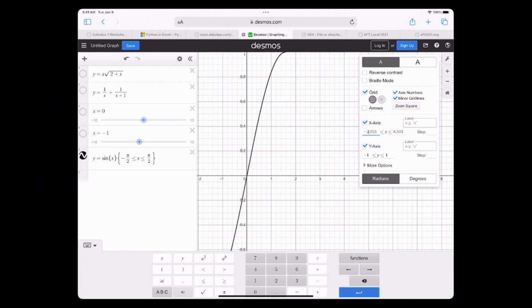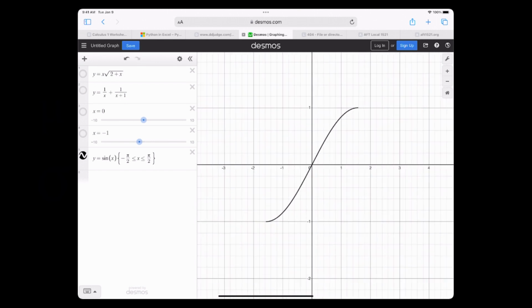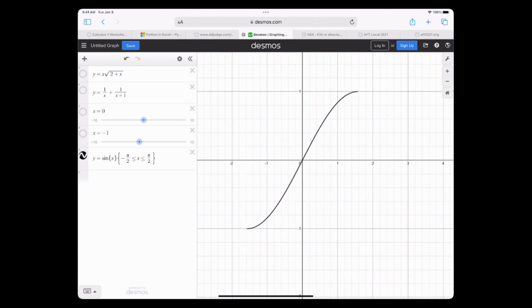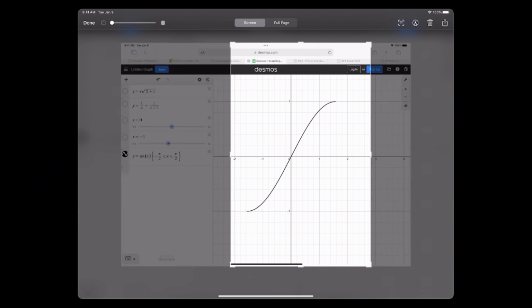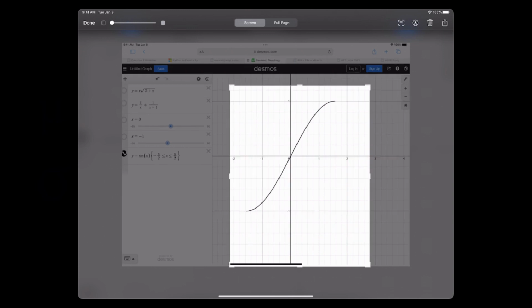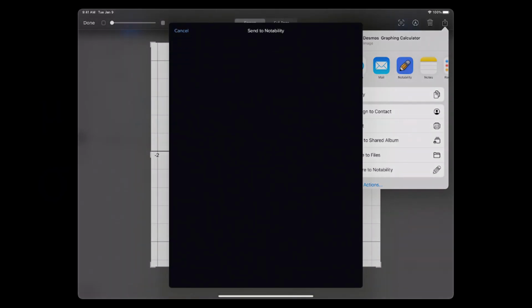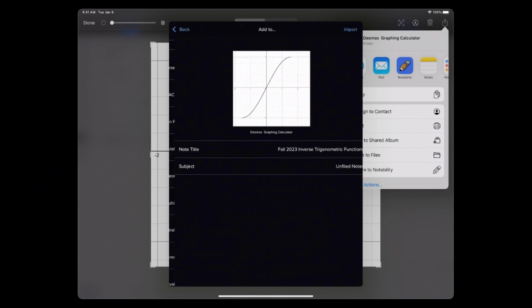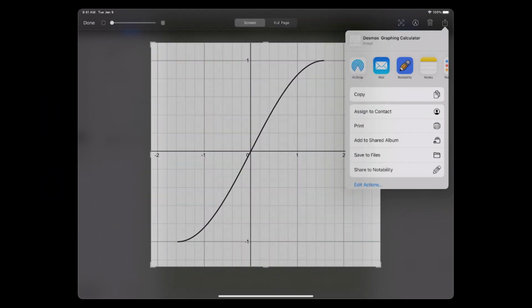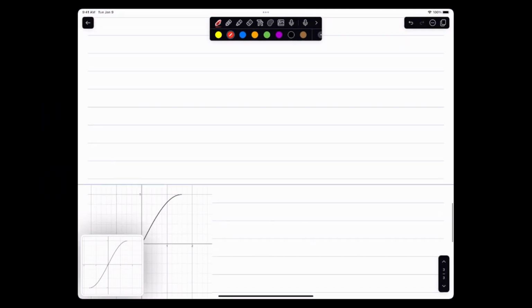Delete between negative 2. Anyway, see if that looks a little better. Doesn't look much better, but okay. All right. I'm going to import this in. Okay, there we go.